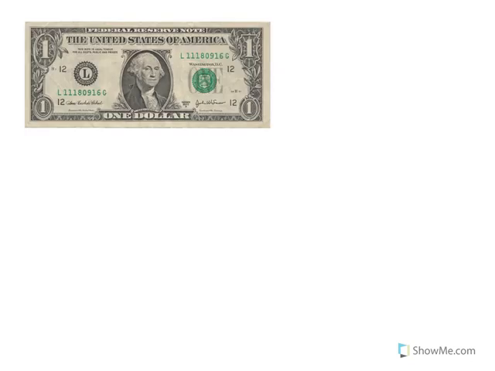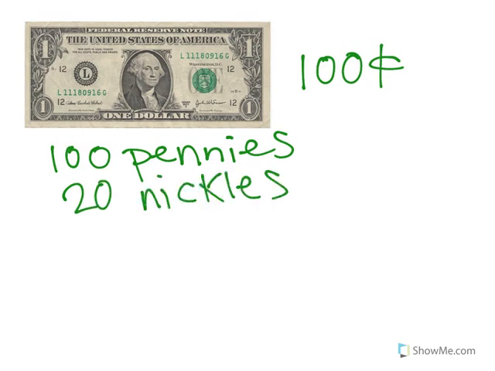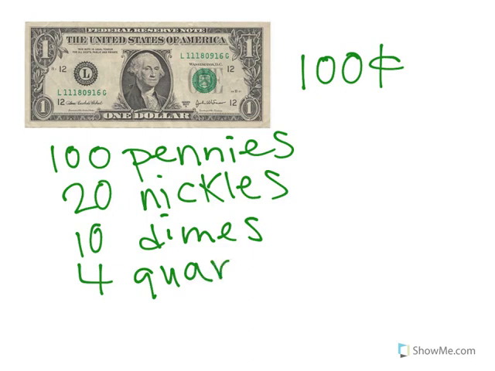Sometimes when I think about dividing with decimals, I like to think about money. A dollar works perfectly because a dollar is worth 100 cents, right? We know that there are 100 pennies in a dollar. There are 20 nickels in a dollar, 10 dimes in a dollar, 4 quarters in a dollar, and finally 2 half dollars in a dollar.